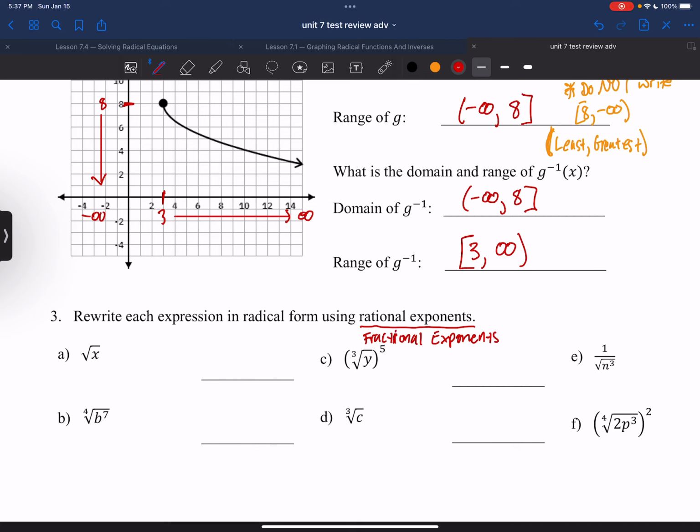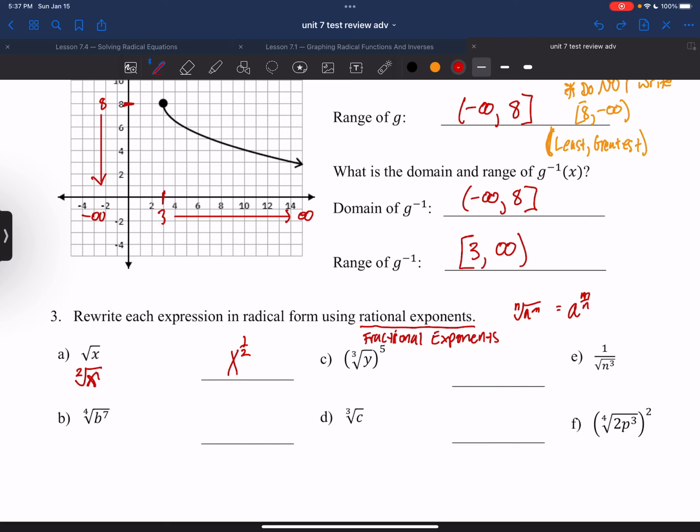So if I have the nth root of a to the m, that is a to the m over n. Okay, and we're going to use that fact here. So this, option A, that's the square root of x to the 1. Therefore, this is x to the 1/2, by using this rule right here.